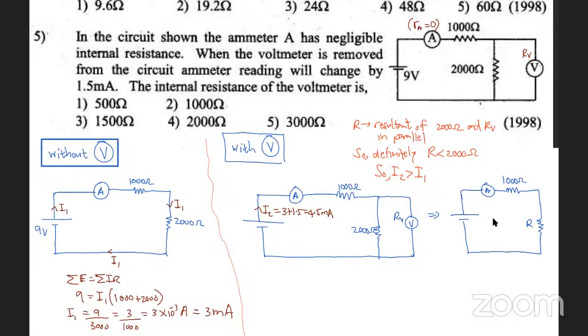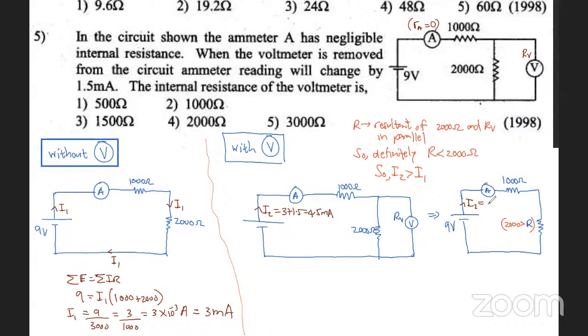I2 is for the 9 volt battery with 1000 and R in series, and we know R is definitely less than 2000. So I2 is going to be a larger current, and the change is given as 1.5 milliampere. Change means it could be less or more, but here we have figured out I2 is more, so I2 is going to be equal to 4.5 milliampere. I think we can now finish it off.